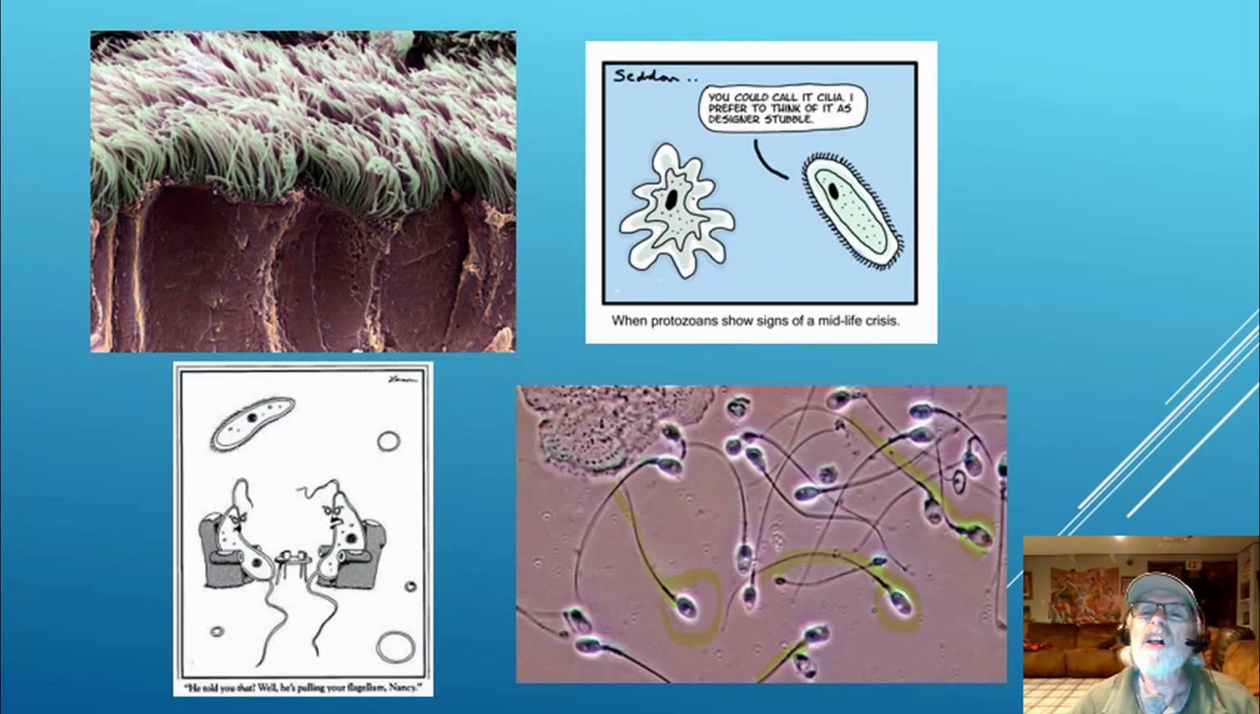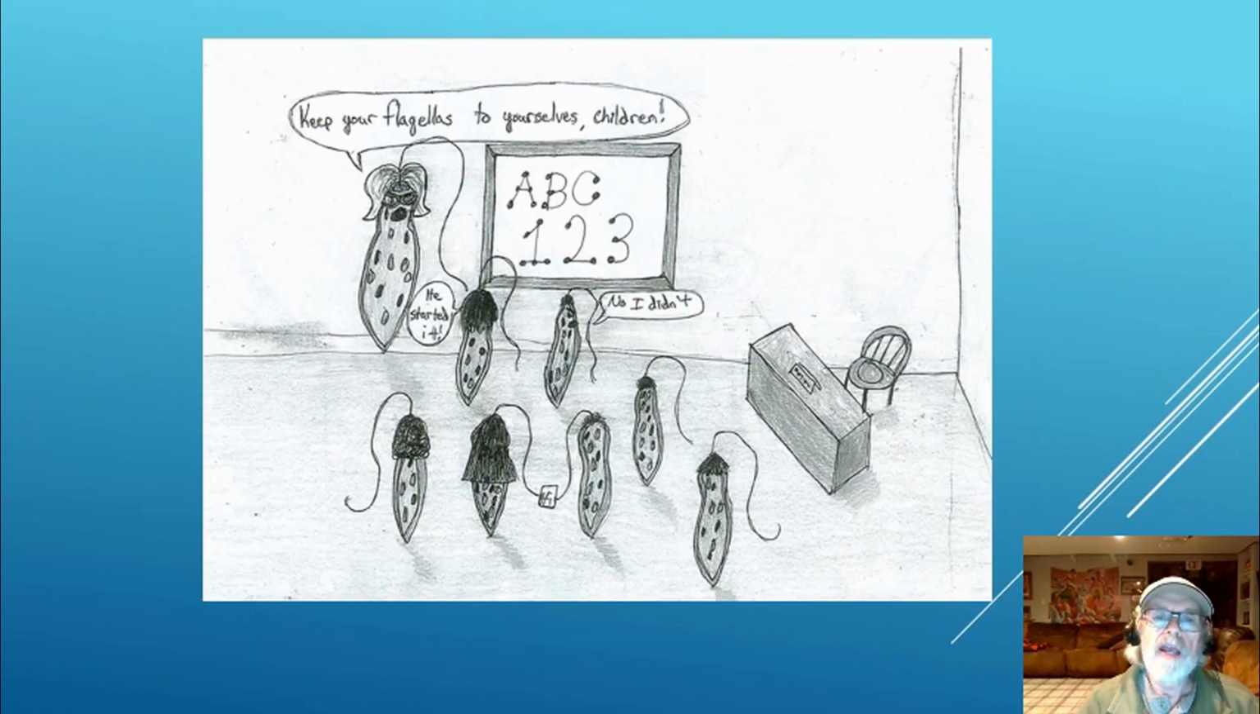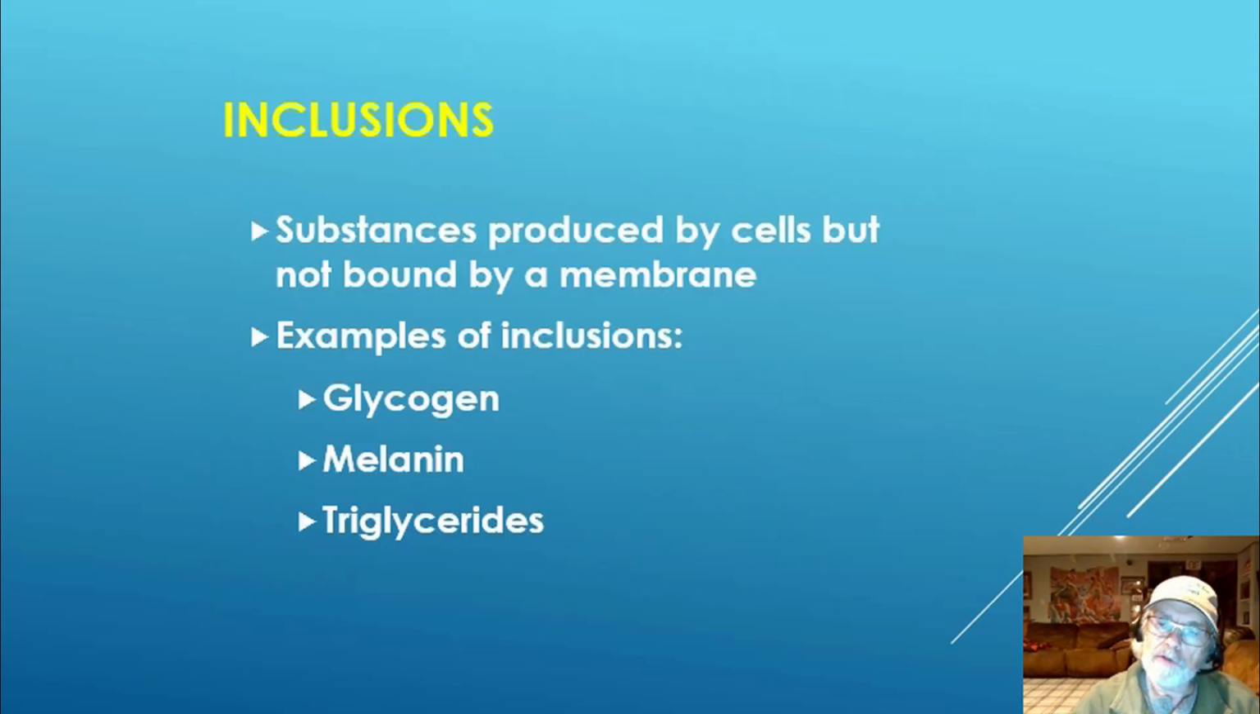You could call it cilia. I prefer to think of it as designer stubble. Okay, so maybe somebody dyed it green a little bit. It's a designer stubble. He told you what? He's pulling your flagellum, Nancy. So anyway, that's the flagellum coming out there, that long tail. Should have said Robert or something like that. Keep your flagellum to yourself, children. So obviously that's a school for some types of protozoans with flagella.